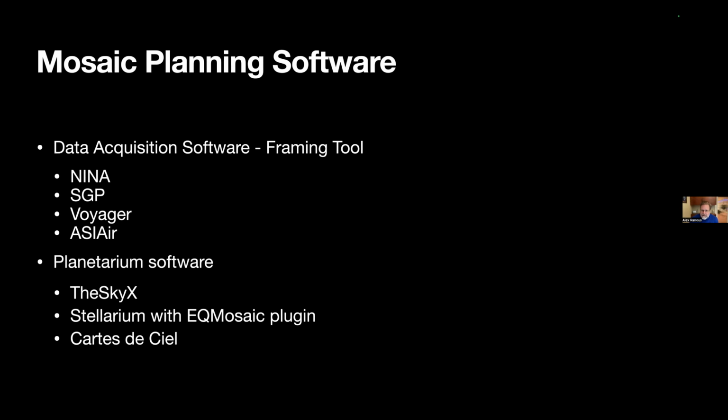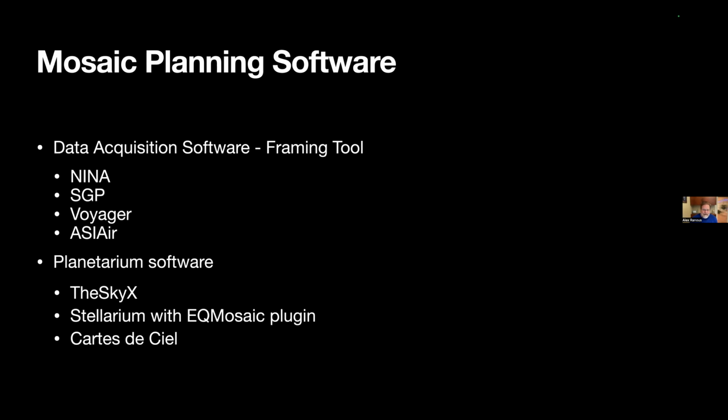You can also use perhaps separate planetarium software. So I know like TheSkyX has a nice mosaic planning mode. Stellarium, I guess you can do it with a third-party plugin called EQ Mosaic. Cartes du Ciel has it. So you can use the separate software to kind of compose your mosaics, but then the trick is to get that information into your acquisition software. I think for some of these things, they've got plugins and stuff to enable that. Sometimes you're just going to end up having to copy the coordinates and the orientation into new sequences.